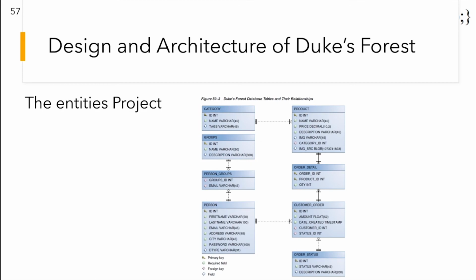The Entities project is a JPA, Java Persistence API project, used for storing data. Each entity has validation rules set in place to ensure the protection of the data. Now, as you can see here, all the entities and the relationships with each other, like for example, this one has a many-to-one relationship with person, and person has a one-to-many relationship with customer order, and so on.